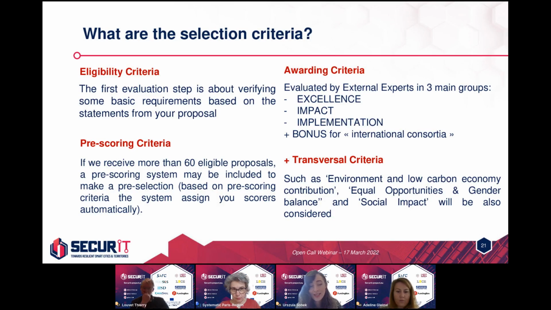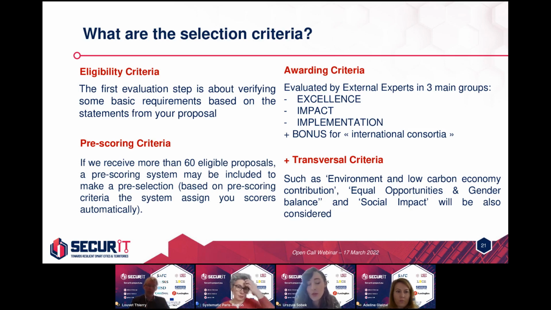So let's check what type of criteria we'll take into account. So we define 4 main groups of criteria. First, eligibility criteria, then pre-scoring criteria, which will be applied only in case we receive a lot of good proposals. And then awarding criteria, those criteria will be used by external experts. It's divided in 3 groups: excellence, impact, and implementation. And we also define a bonus criterion for international consortia.